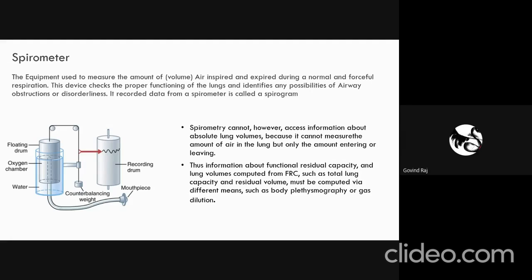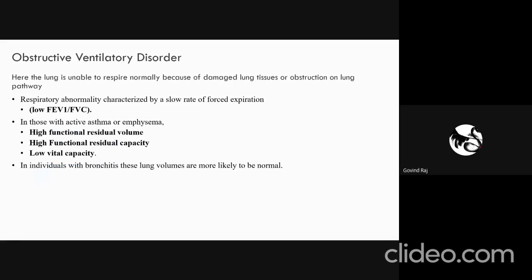Information about functional residual capacity, and lung volumes computed from FRC, such as total lung capacity and residual volume, must be computed via different means such as body plethysmography or gas dilution. These techniques are used for calculating the absolute values. Now we will look at different disorders.